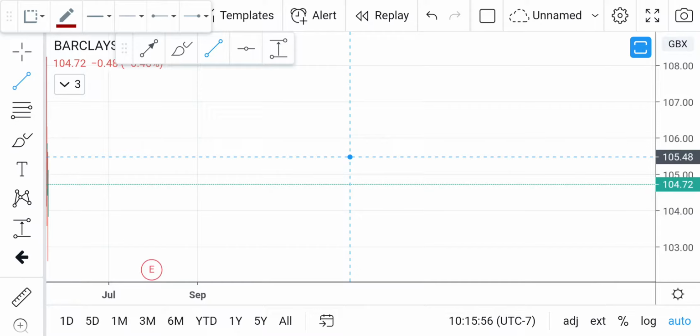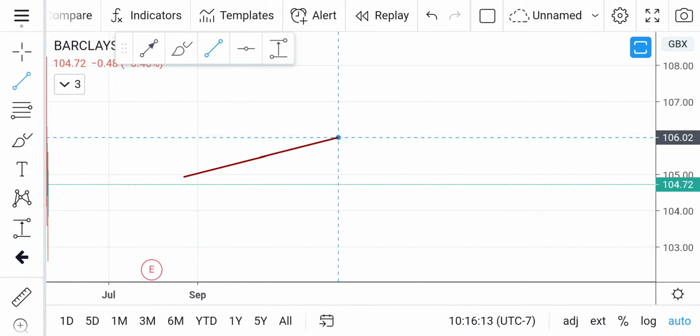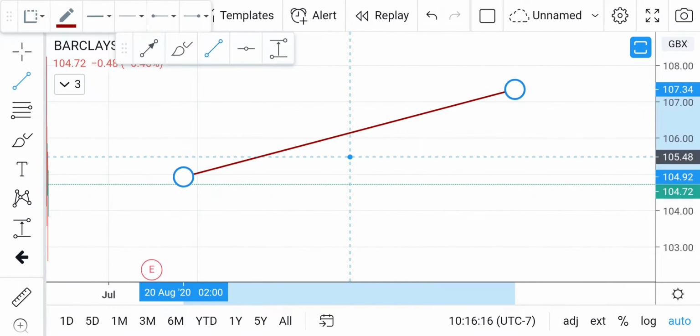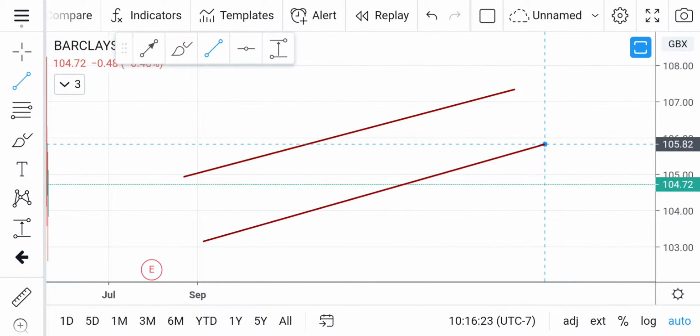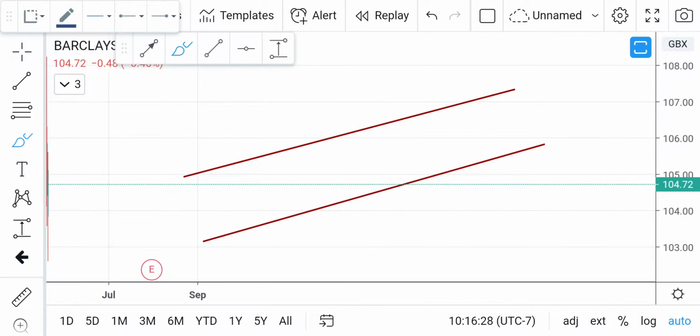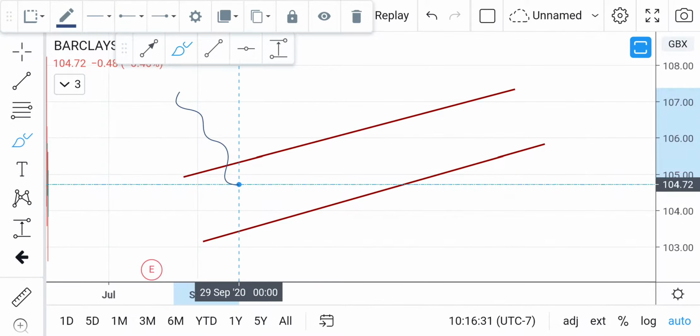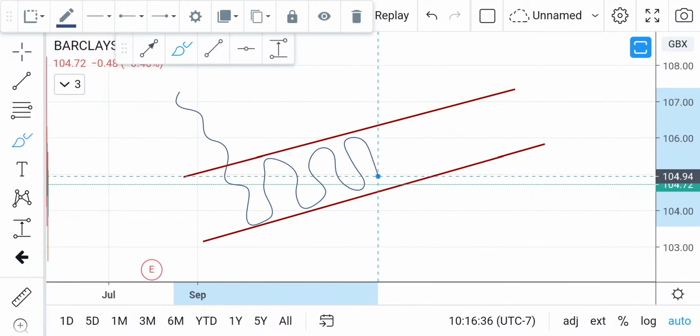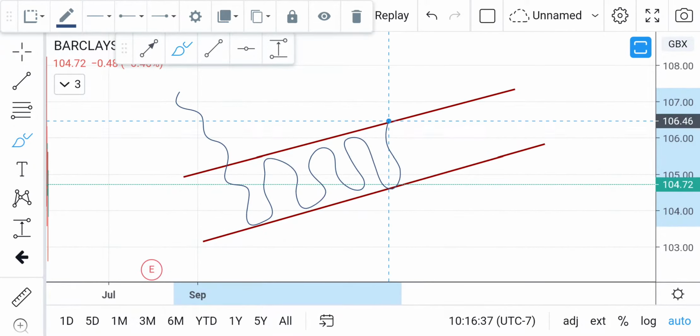So for the rising channel, you have something like this. You have two diagonal trend lines. If you plot it on your chart, you are going to have two diagonal trend lines, and price is going to move towards it like this, up, down, up. So price is going to be moving through the channel like this. So this is a bearish reversal pattern.